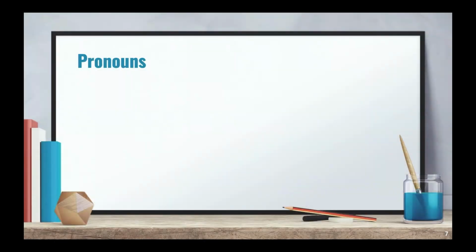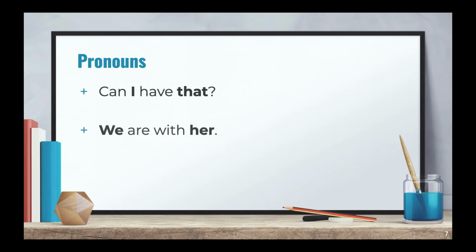Next, let's look at pronouns. Pronouns are used to stand in place of a noun because in English we don't like to repeat nouns again and again. The noun that a pronoun refers back to is called its antecedent. Examples of common pronouns are that, her, something. Other examples include he, she, it, etc.